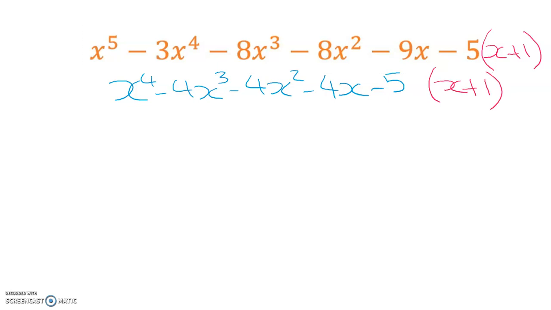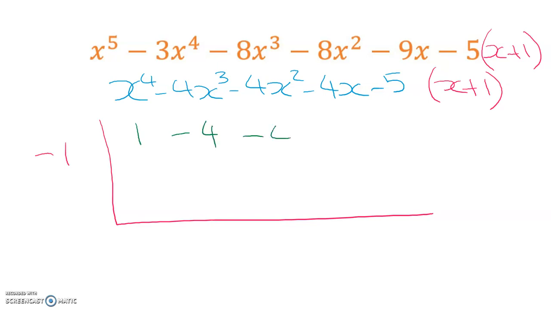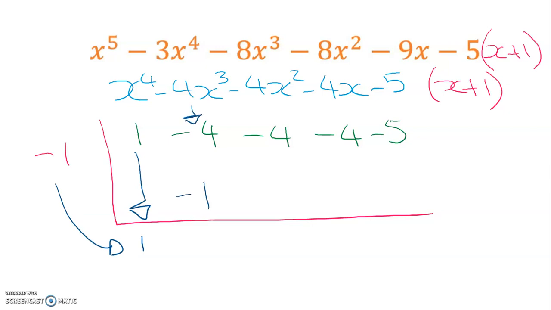And again, we need to perform a division. I'm going to do synthetic again, so -1 out the front, do my division box, and then put the coefficients in. We've got 1, -4, -4, -4, and -5. As you know, we always drop this one, and then we start multiplying. -1 times 1 is -1. Add this column, and we get -5.